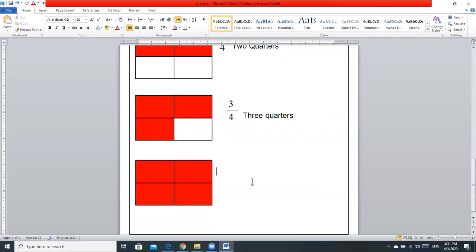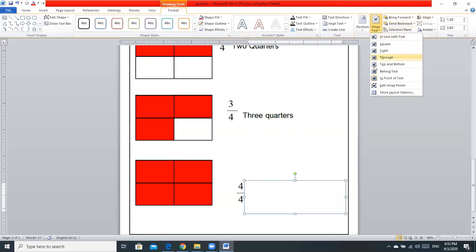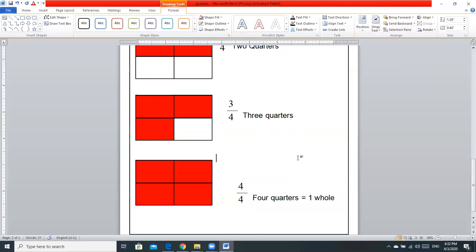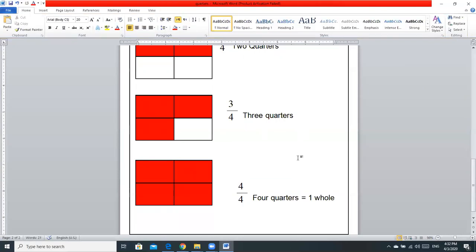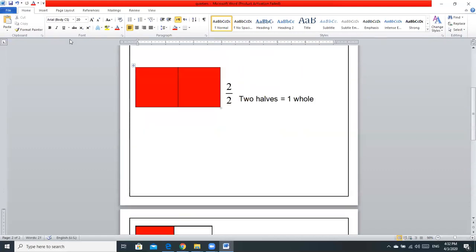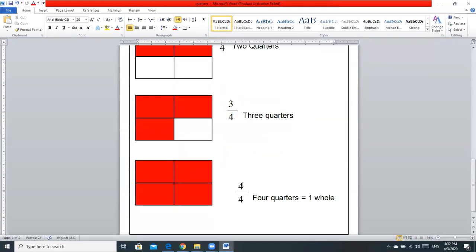So here, I eat 4 out of 4, which means 4/4. I eat 4/4, which is one whole. So 4 from 4 is one whole. 2 from 2, I eat 2 halves. If I eat 2 halves, I eat a whole. And if I eat 4 parts from 4, I eat a whole.